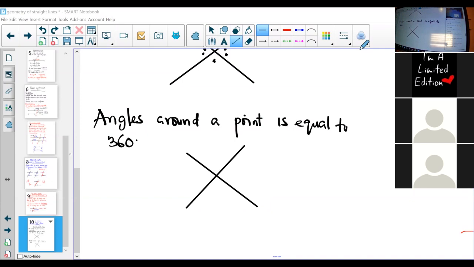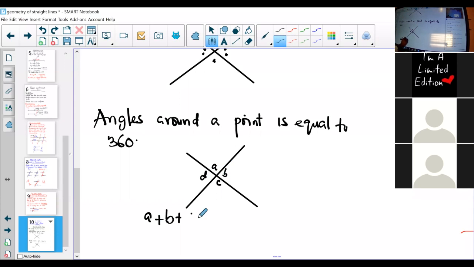So we have this here, angles around the point A, B, C, D. All right, A plus B plus C plus D would be equal to 360 degrees. Angles around a point. So we are going to put all of this together and work out a few questions. Let me see, I've got about 1 or 2 minutes just to do a question with you, but a very simple question.